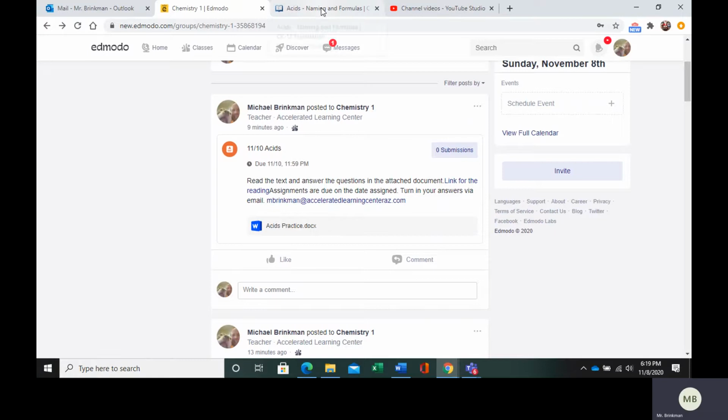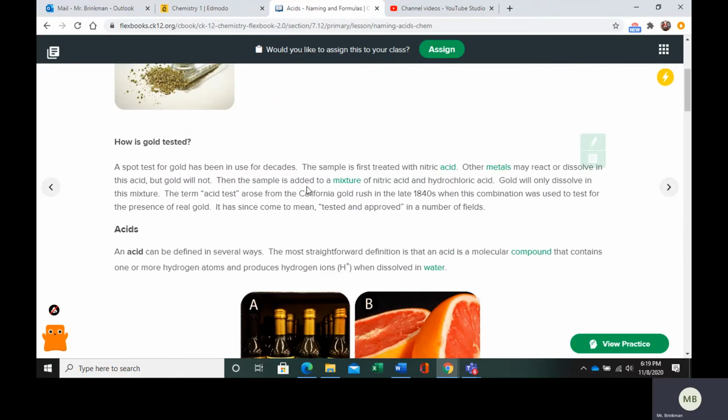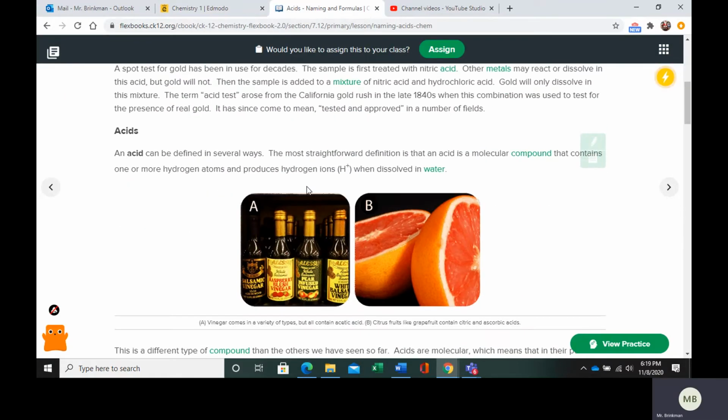So let's take a look at acids. An acid can be defined in many ways, but in chemistry, we define it as a molecular compound that contains one or more hydrogen atoms, and it produces hydrogen ions when you dissolve it in water.